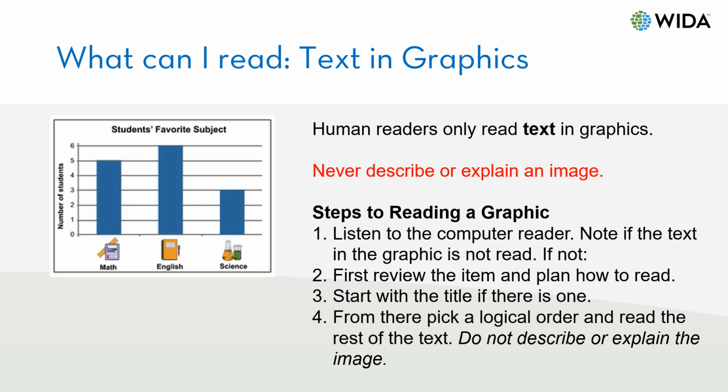Human readers only read the text and graphics. Never describe or explain an image. Listen to the computer reader and note if the text in the graphic is not read. If it's not, first review the item and plan how to read it, then start with the title if there is one. From there, pick a logical order and read the rest of the text. Do not describe or explain the image.